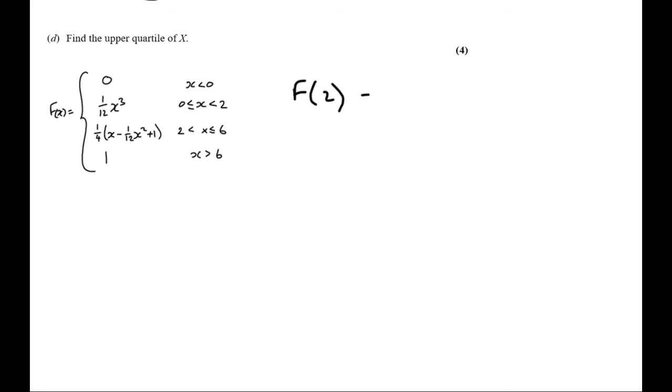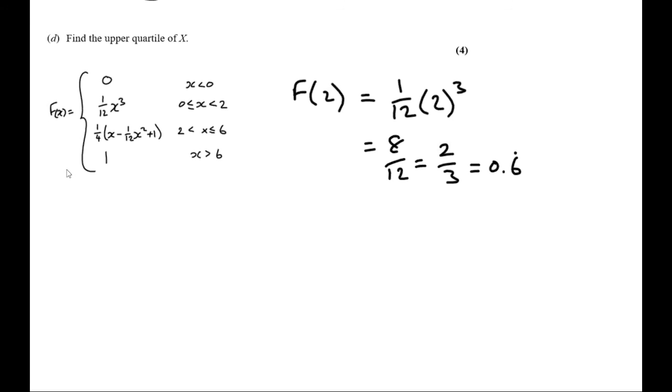In substituting 2 into the corresponding expression, we get 1/12 of 2 cubed, 8/12, which cancels down to 2/3. As a decimal, this is 0.6 recurring, and actually I've not reached the point of the upper quartile, which would have a probability of 0.75 below it. So currently I know that the value 2 has a probability of 0.6 recurring below it. The upper quartile must be in the next interval.